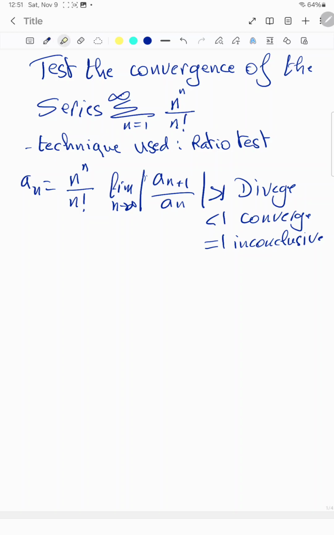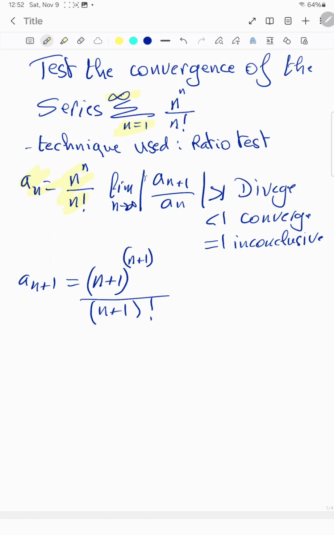Here I know a_n, which is n to the power of n divided by n factorial. Let's calculate a_(n+1). All you have to do is replace n by n plus 1. So it becomes (n plus 1) to the power of n plus 1 divided by (n plus 1) factorial. And we said the ratio test uses the absolute value, but my n is going from 1 to plus infinity, so it's always positive. So I don't care about the absolute value anymore.